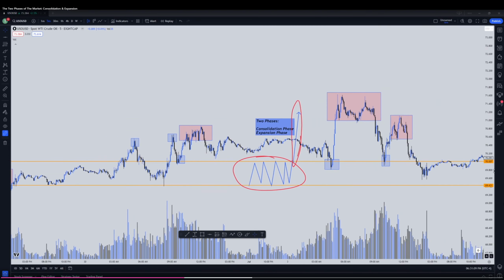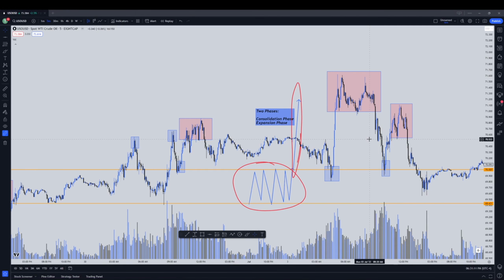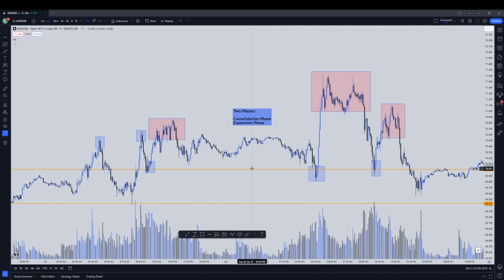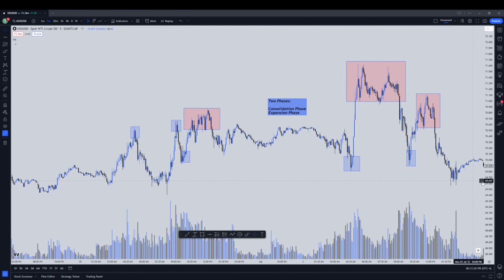The market has expansion and consolidation within these small internal market shifts in market structure. Again, higher highs, higher lows, that is higher time market structure, along with expansion and consolidation phases. So now that we understand what expansion is and what consolidation is, well, how can we take advantage?